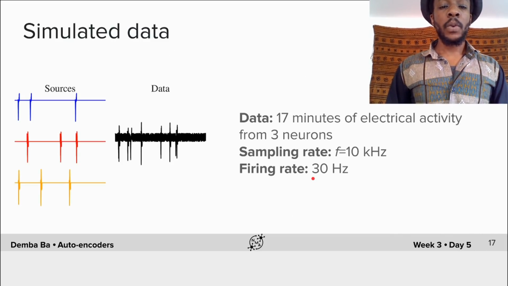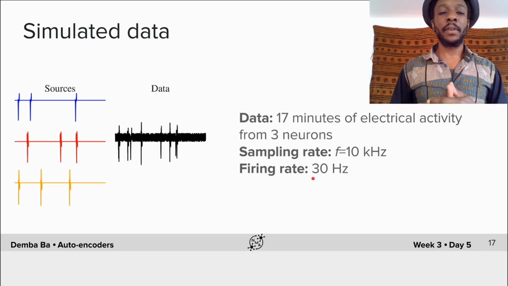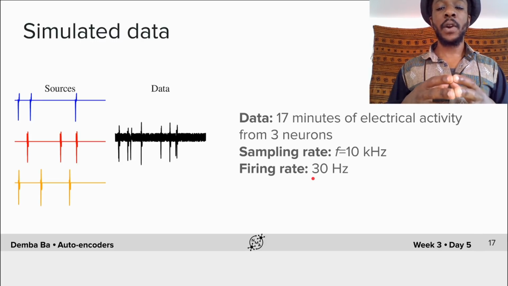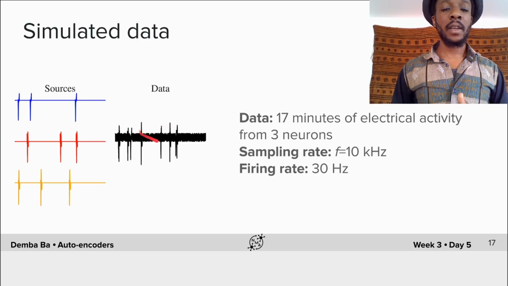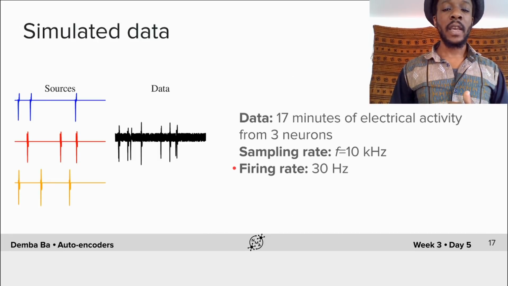So we use simulated data to test the ability of these autoencoder architectures to learn ground truth templates. What we did, we simulated 17 minutes of electrical activity from 3 neurons with a sampling rate of 10 kilohertz and an average firing rate per neuron of 30 Hz. What's important here is that we have control over the spike templates, and we also have control over where we put the spikes and their amplitudes. We generate the data, add noise to it, and feed those data as the input to the autoencoder, and ask it to learn the spike templates as well as the location and amplitude of the spikes.